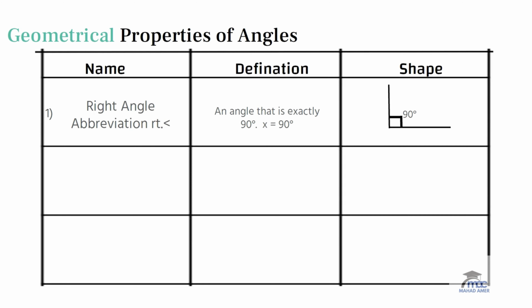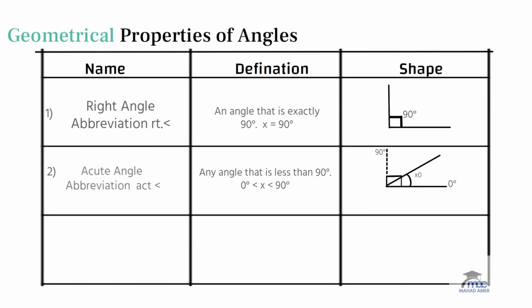Second, we have the acute angle. An acute angle is an angle that lies between 0 and 90 degrees. Any angle that is less than 90 is considered to be an acute angle.